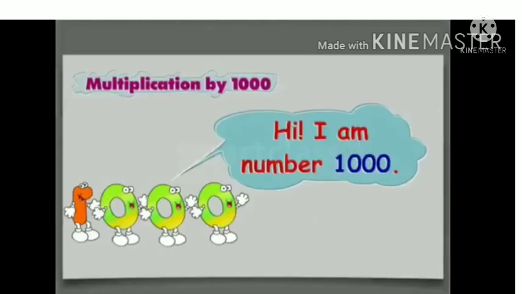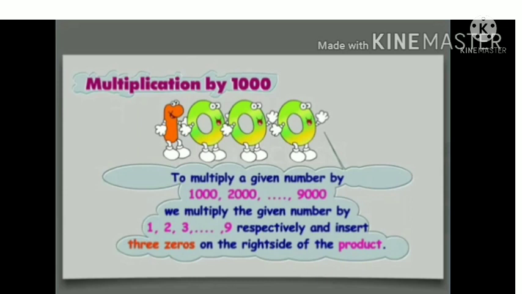Hi, I'm number 1000. To multiply a given number by 1000, 2000, 3000 and so on till 9000, multiply the given number by 1, 2, 3 and so on till 9 respectively, and insert 3 zeros on the right side of the product.